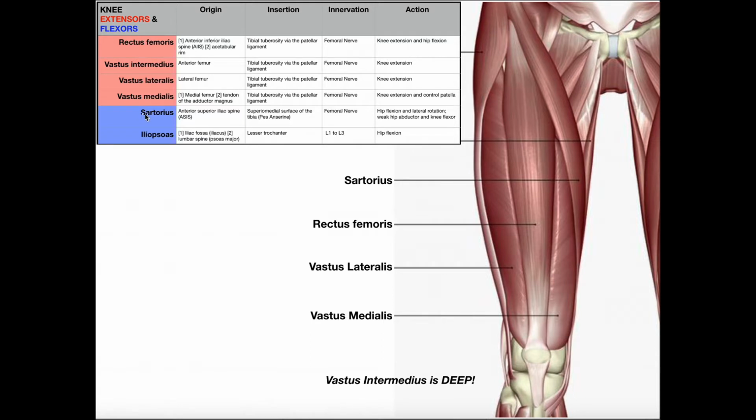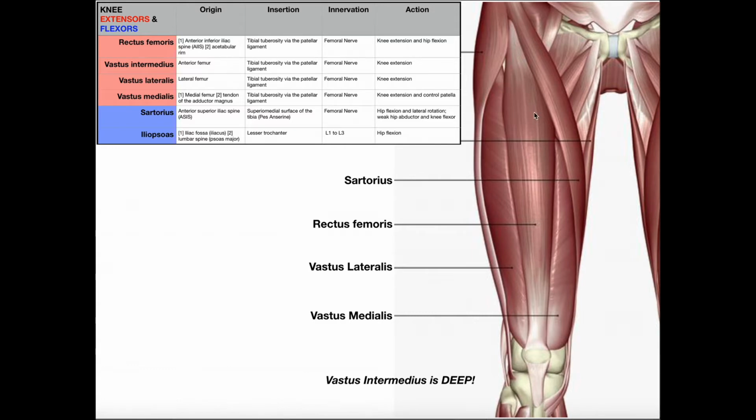And we're going to neglect sartorius and iliopsoas in this video, so just cover the four major quadricep muscles. And they are rectus femoris, and then three vastus muscles: vastus intermedius, vastus lateralis, and vastus medialis. Now you could probably guess the orientation of these muscles, but let's go and look at this figure right here and figure out where they are.